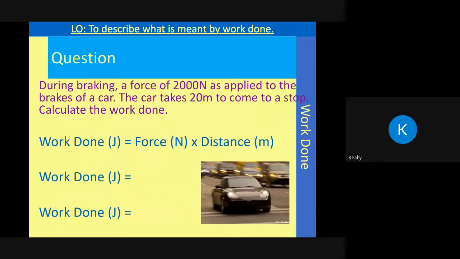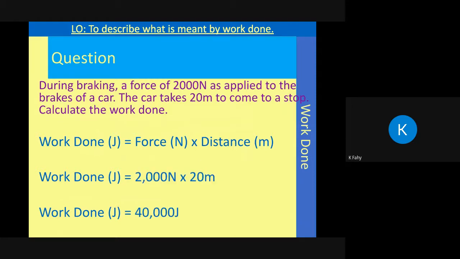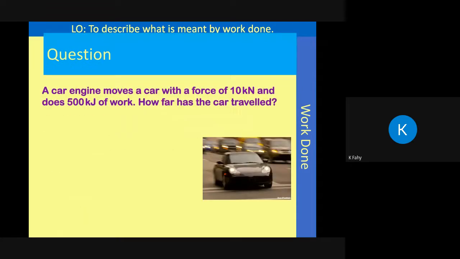So, looking at this question, I want you to pause your video and try and answer it. During braking, a force of 2,000 newtons is applied to the brakes of a car. The car takes 20 meters to come to a stop. Calculate the work done. Pause the video now and give yourself a minute to do that. Okay, so hopefully you've done 2,000 newtons multiplied by 20 meters, and that gives you 40,000 joules. Again, we could have said 40 kilojoules if we divide by 1,000.